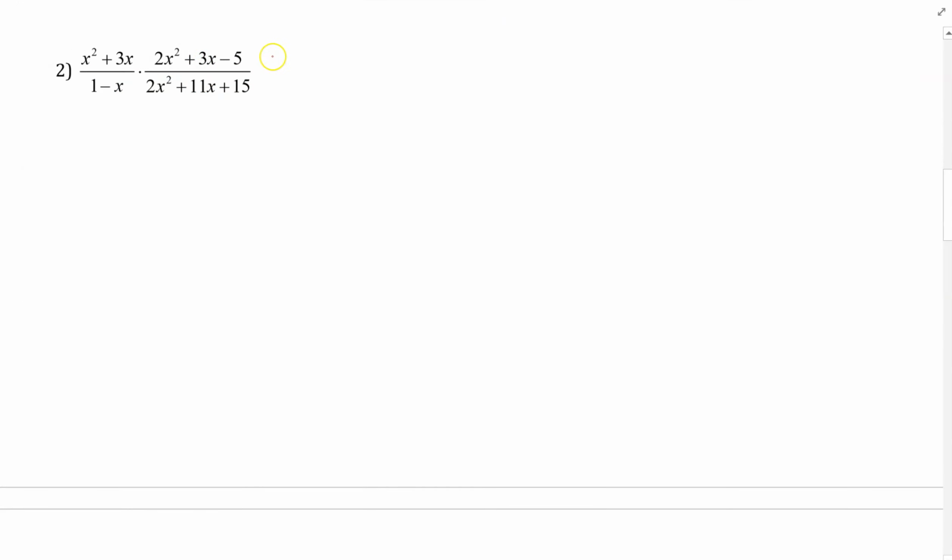Moving on to number 2. I can see that the factoring for this basically gets more complicated, right? That's how these things get more complicated, is just more difficult factoring, but the steps will remain the same. I'm going to factor, I'm going to cancel, and then I'm going to multiply straight across any remaining factors in the expression. So I'm going to start with the numerator of the first fraction.